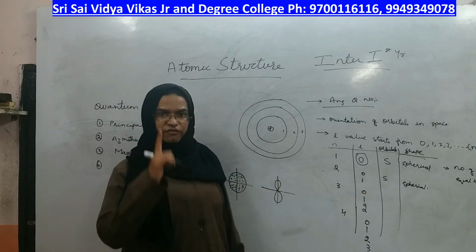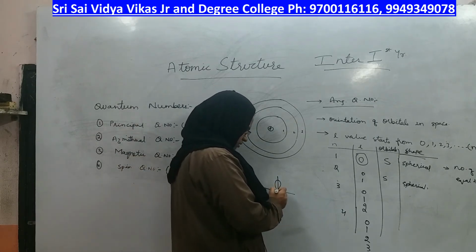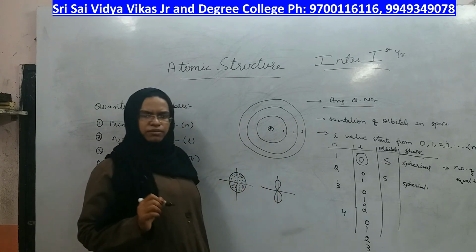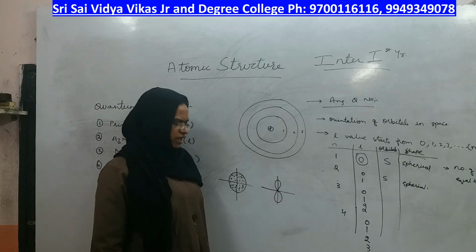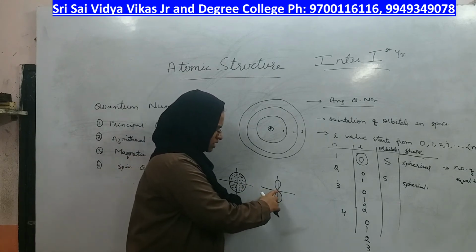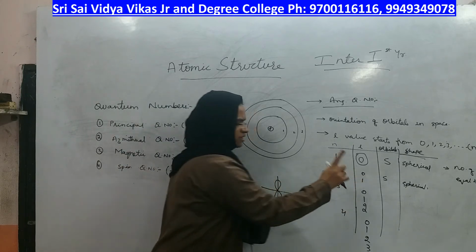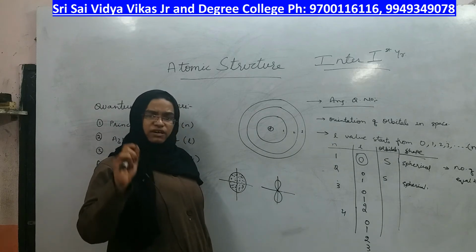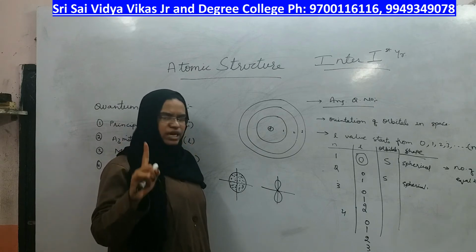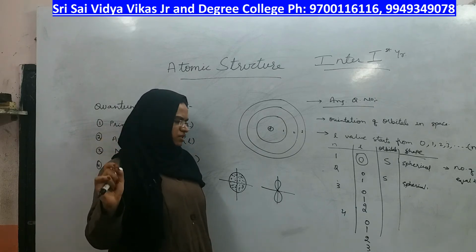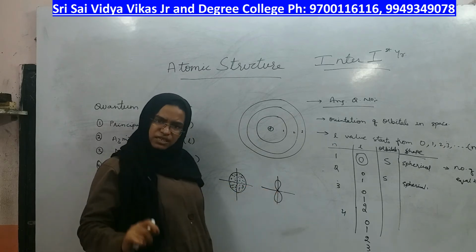What is the value of L? 1. That means in the orientation of the diagram, there will be one point at which the probability of finding the electron is 0, and that point is called the nodal point. How many such points can you see? Only one. Therefore, the L value for this is only 1. Whichever subshell has L value 1 is called the P subshell.